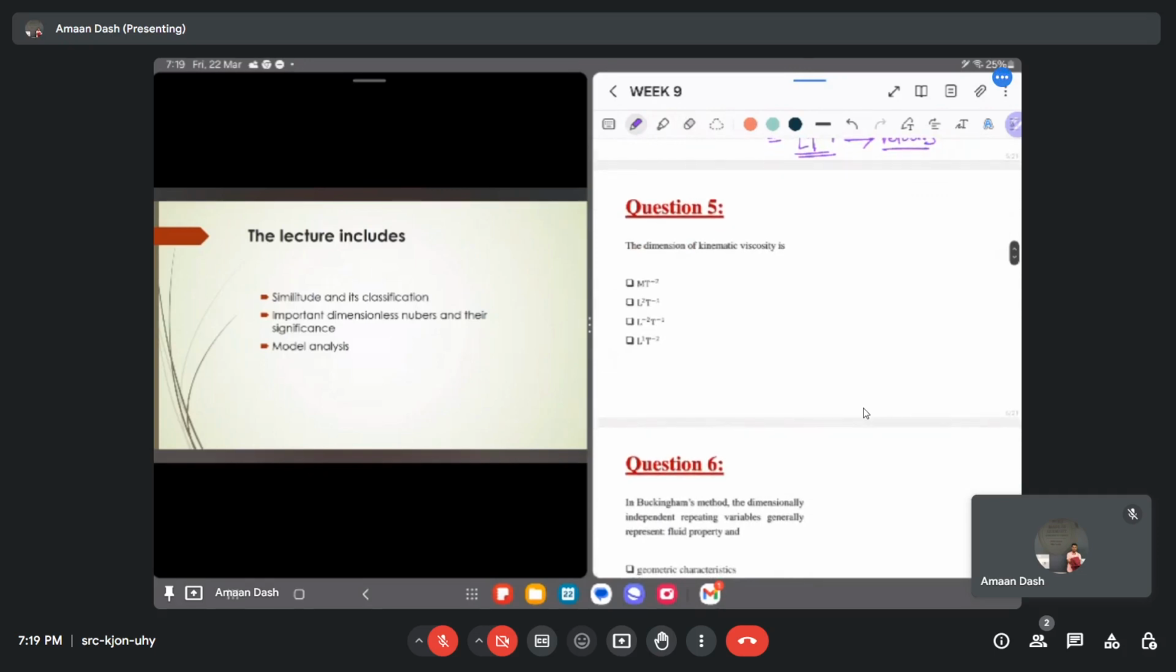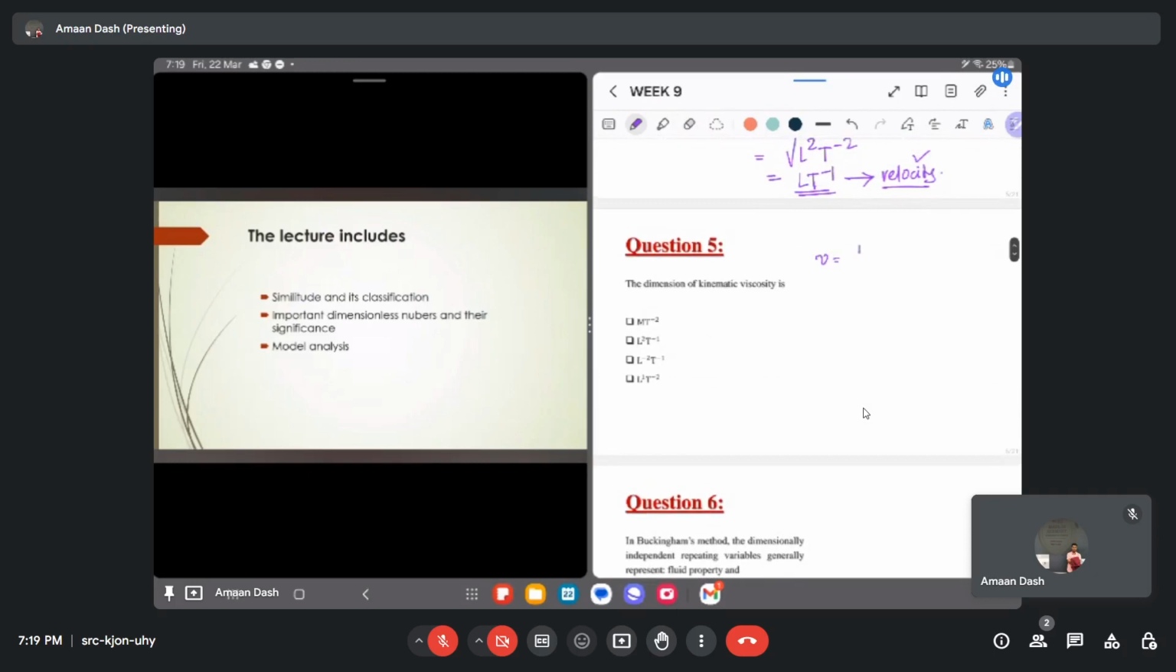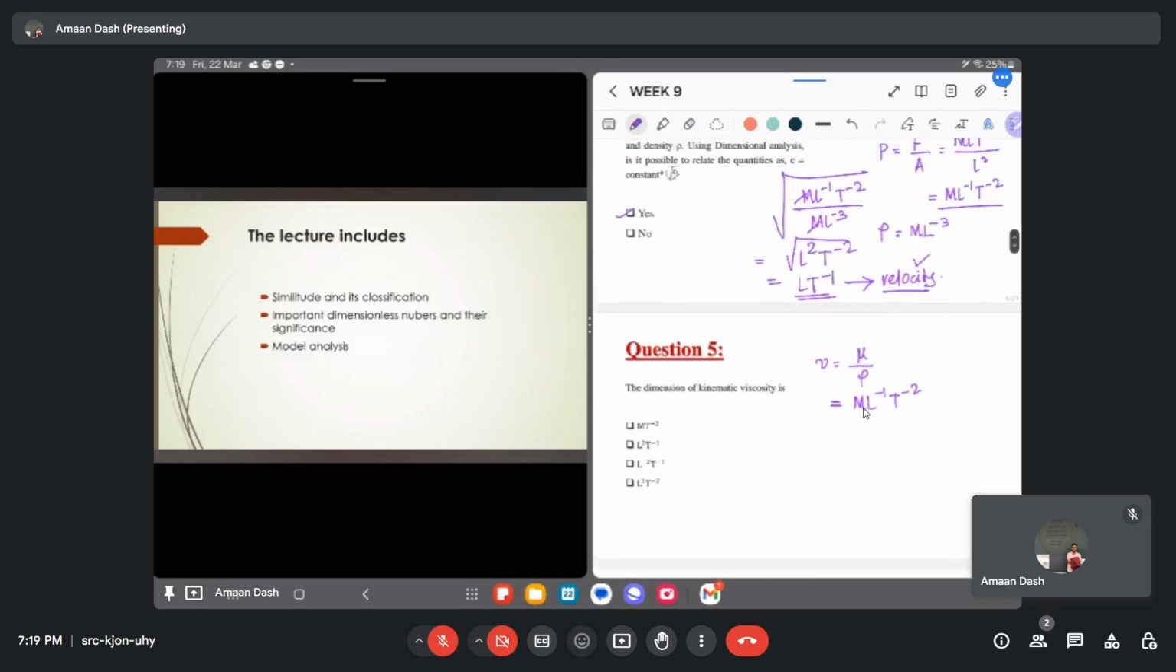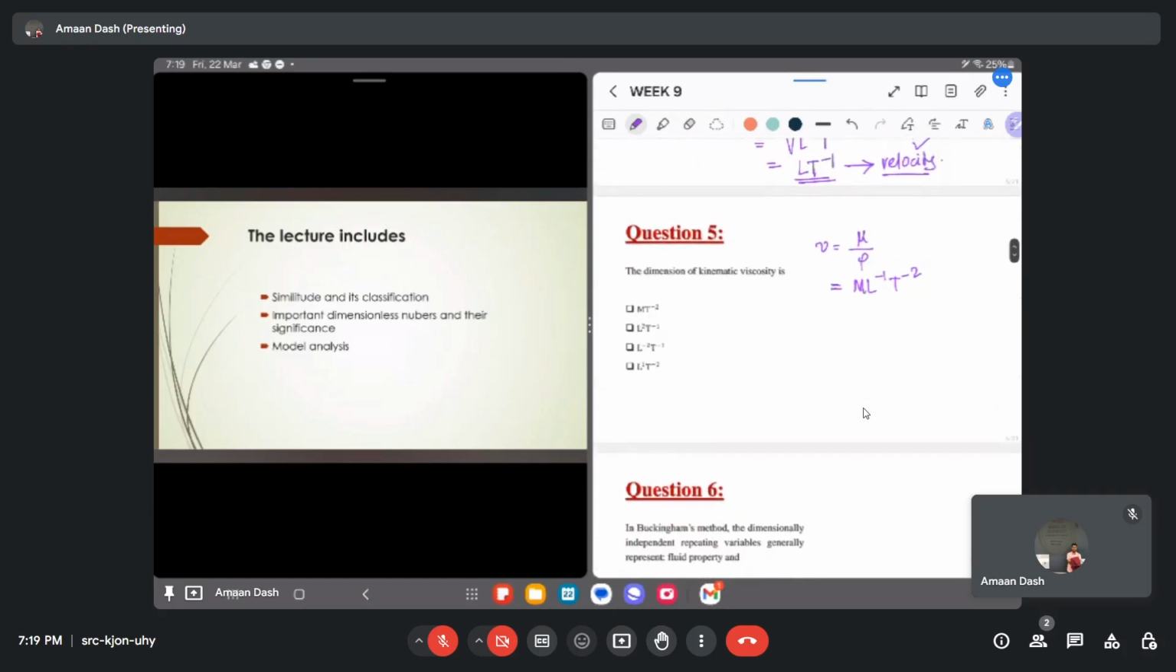So what is the dimension of kinematic viscosity? Kinematic viscosity we know is nothing but mu by rho, m l to the power minus 1 t to the power minus 2, divided by m l to the power minus 3, right? So here we see m got cancelled out. So it will be l to the power of 2 t to the power minus 1, right?